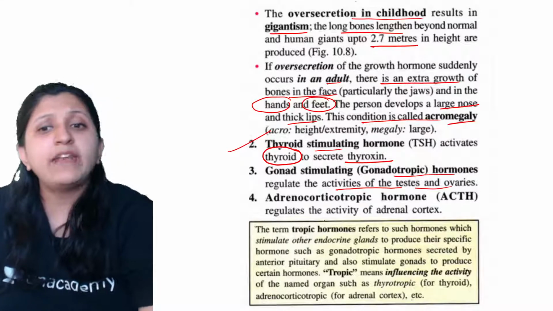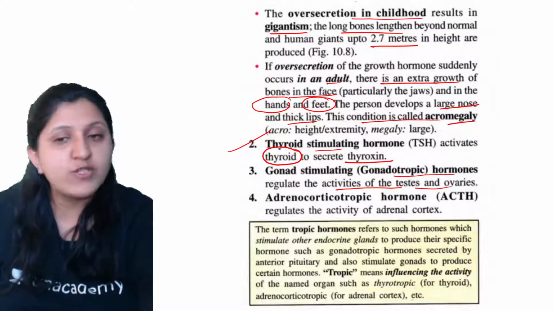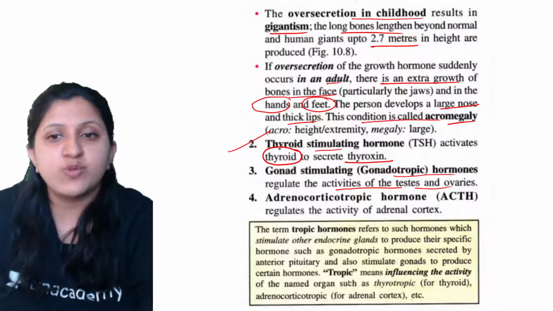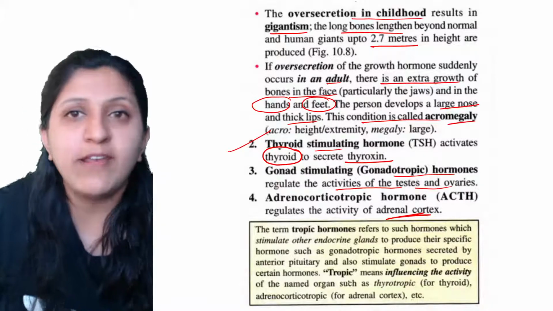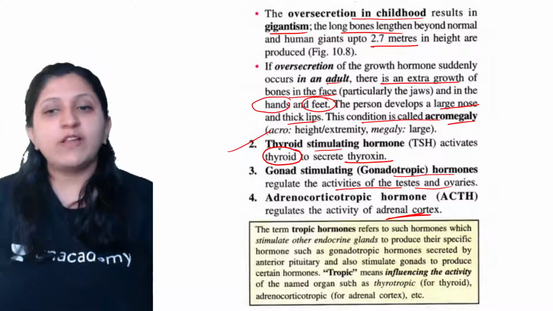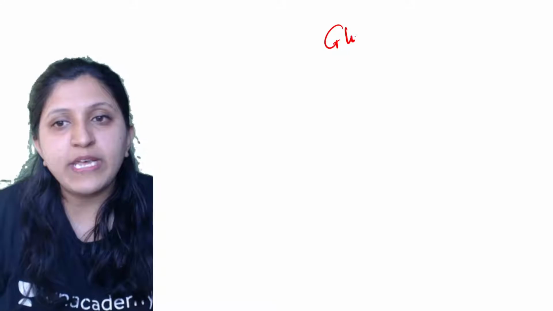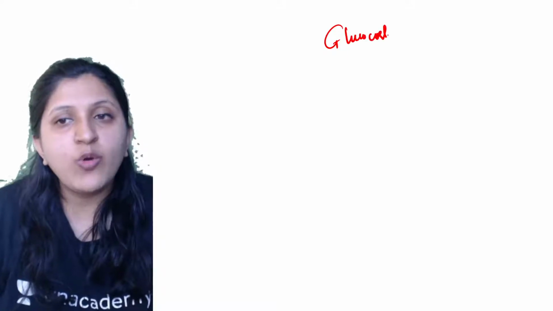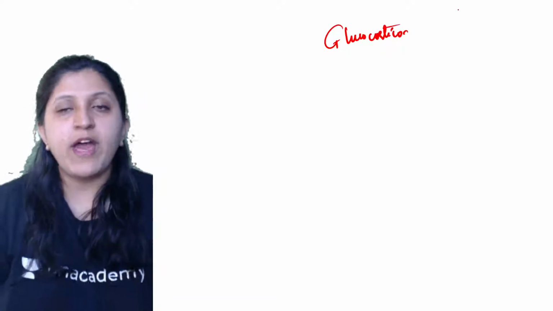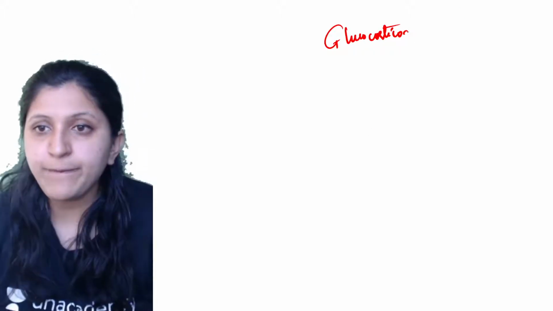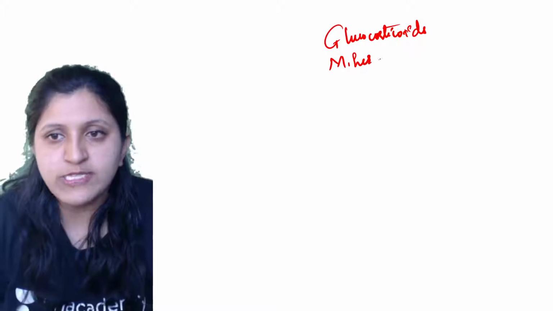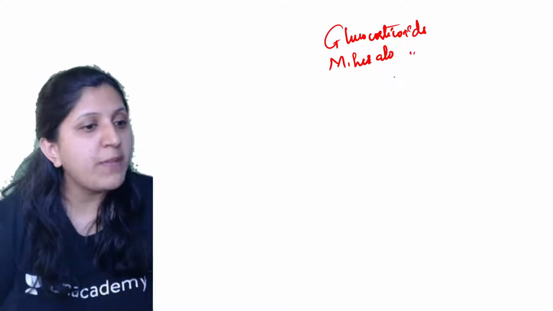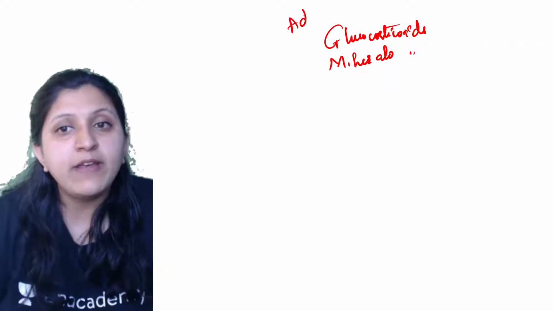Adrenocorticotropic hormone is also there. What exactly does it do? It regulates the activities of the adrenal cortex. The adrenal cortex produces two types of hormones: glucocorticoids and mineralocorticoids. These are the two hormones produced by the adrenal cortex.